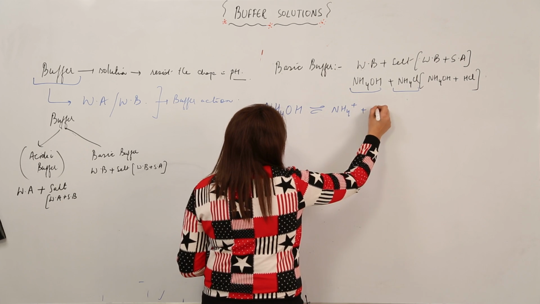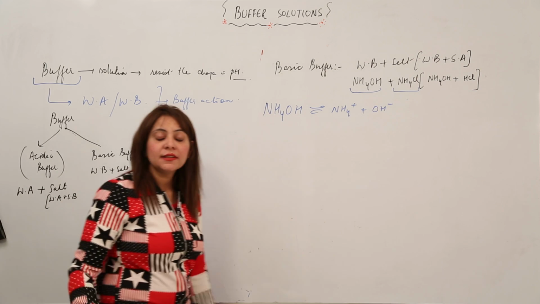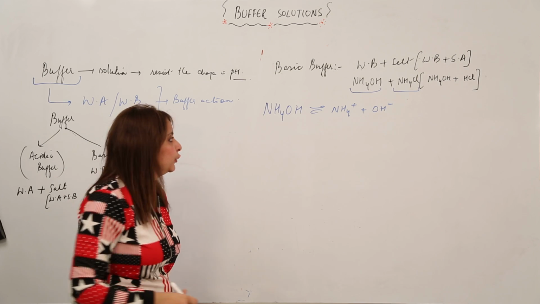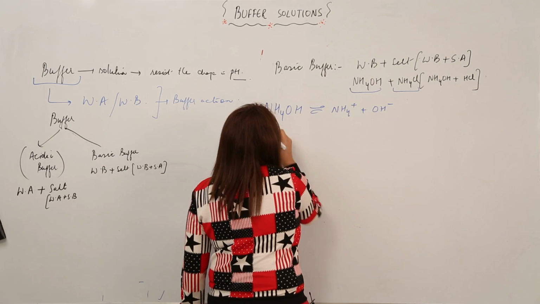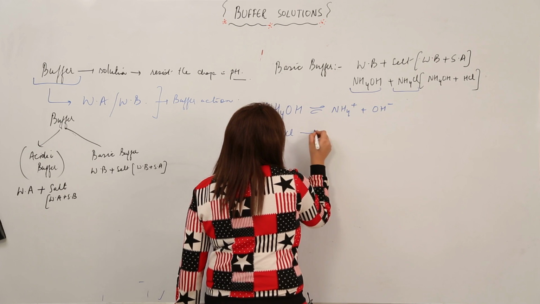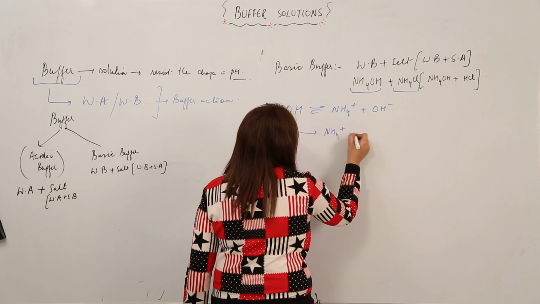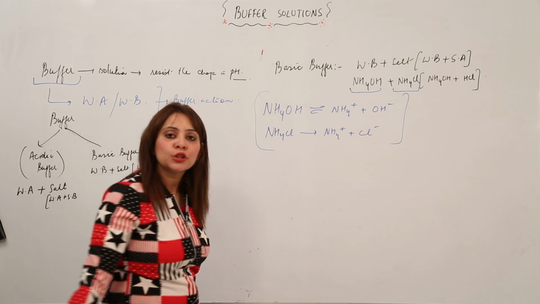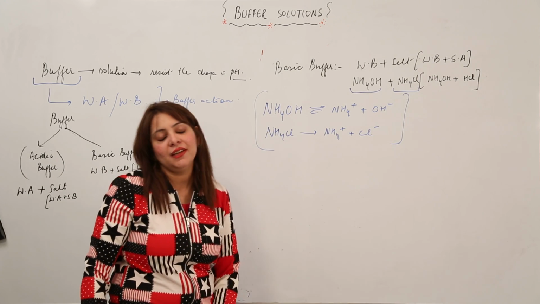As it is a weak base, it gets partially dissociated and there is an ionic equilibrium existing between the ions and the unionized molecule. In the same case, this NH4Cl is an electrolyte, so obviously it will get decomposed into ions. So these things are already present in the solution. Now how is it resisting the pH?